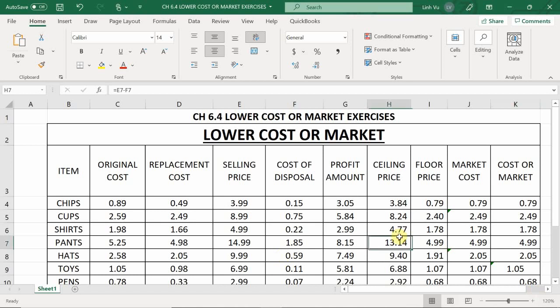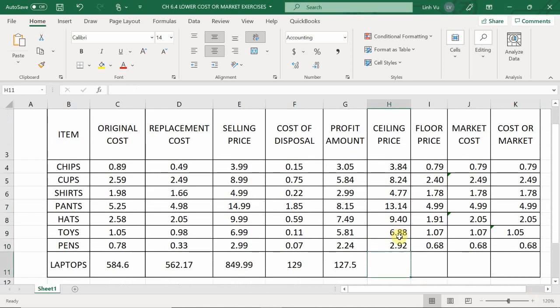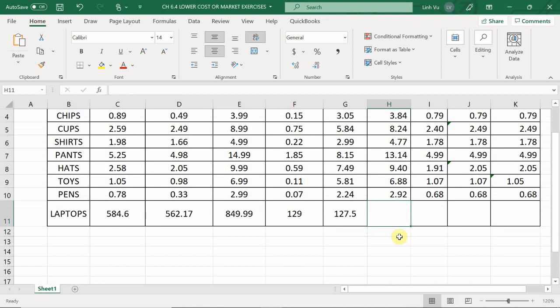Last example for the day, okay? Here we have a laptop. We originally bought this laptop for $584.60, right? The market is telling me that it now costs $562.17, okay? About a $20 difference. Here, I sell it for $849.99. To dispose, it's going to cost me $129. And the amount of profit I want to get out of it is $127.50. So, what is my ceiling price?